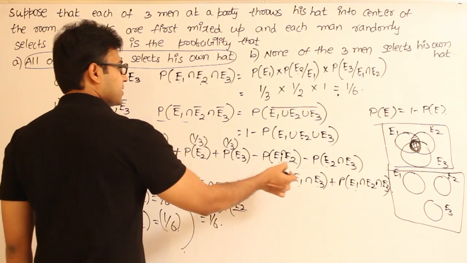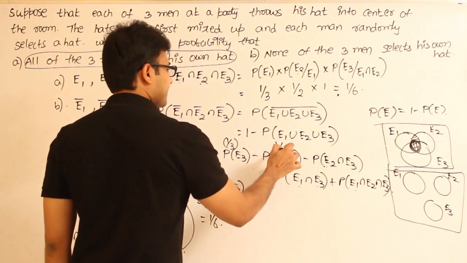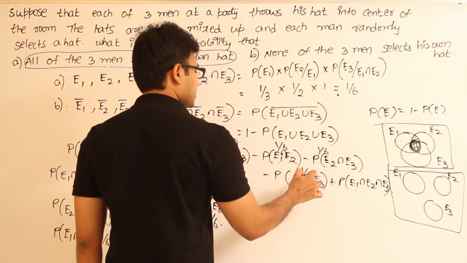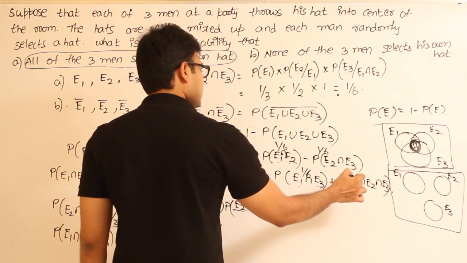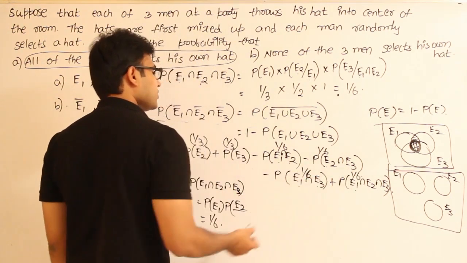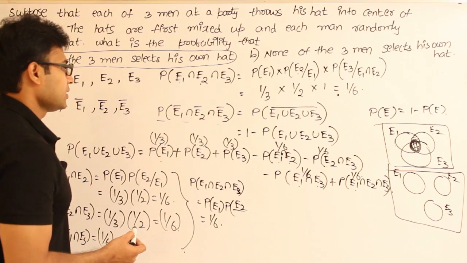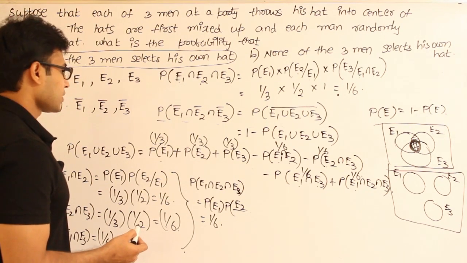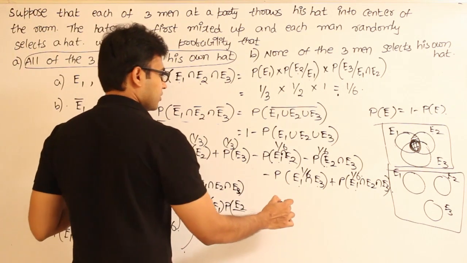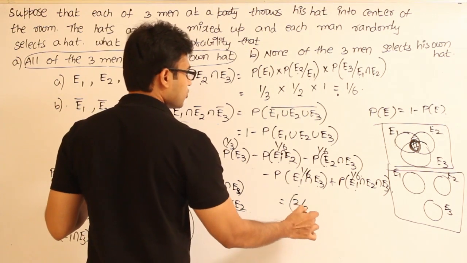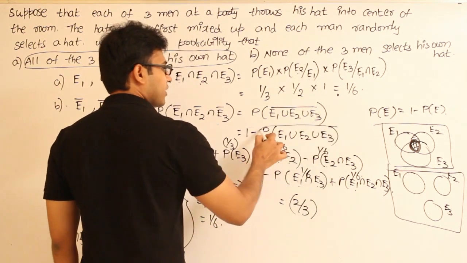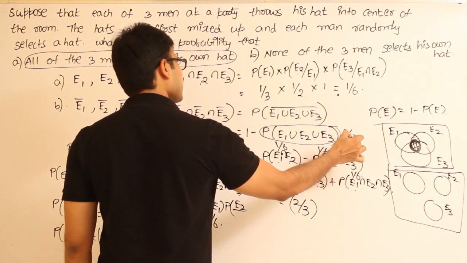So this part is 1 by 6, this part is 1 by 6, and this part is 1 by 6. Now if you substitute them, I think you are going to get 2 by 3. Therefore this factor is going to be 2 by 3. So this entire factor is going to be 2 by 3, right?